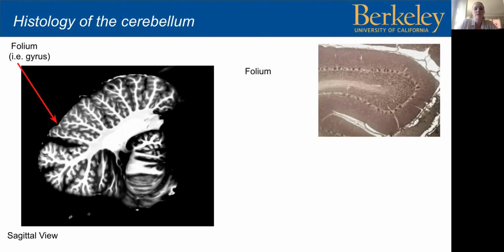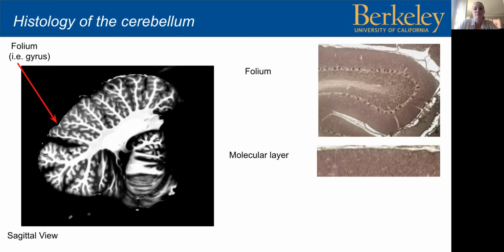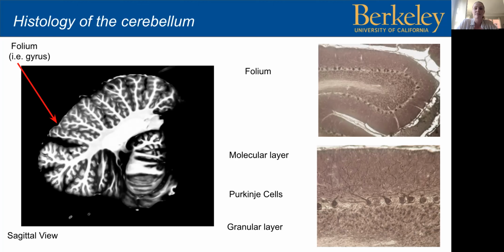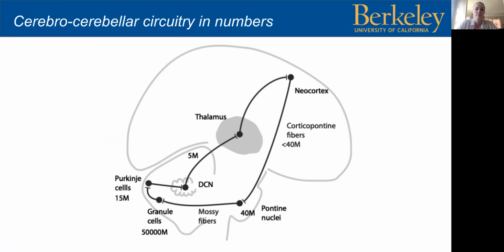And if we zoom into a folium, we can see that there are 3 distinctive cortical layers, starting with the molecular layer, which is mostly comprised of axons, the Purkinje layer, home to the major computational neuron of the cerebellum, the Purkinje cell, and then the granule layer, where the 50 or so billion granule cells reside. And this 3-layered architecture is repeated across the cerebellar cortex and is a unique feature of the cerebellum.